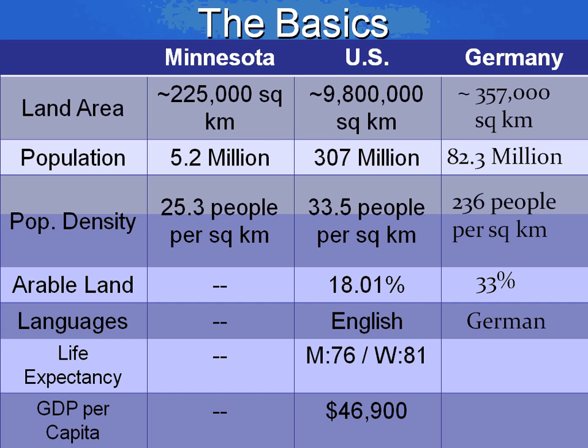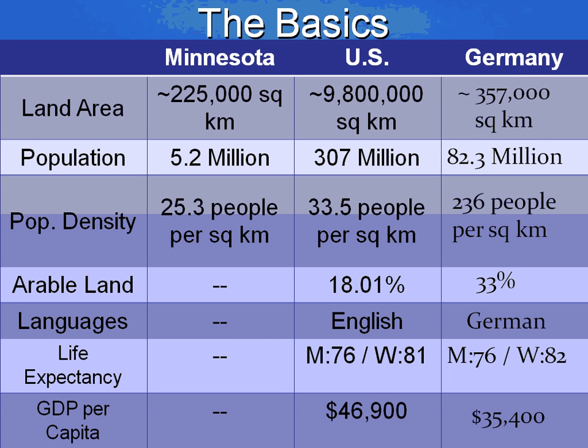Life expectancy is very similar to the United States. 76 for men, 82 for women. And GDP per capita is 35,400. So compared to the United States, per capita, it is lower. But it does have a very strong economy. It is one of the largest economies in the world. So, there are the basics.